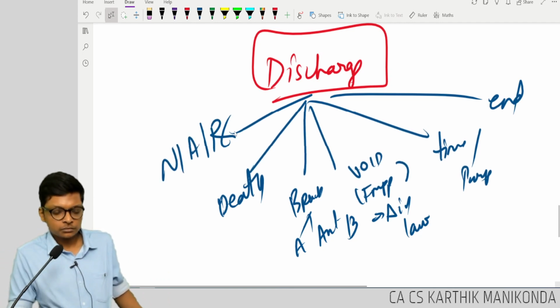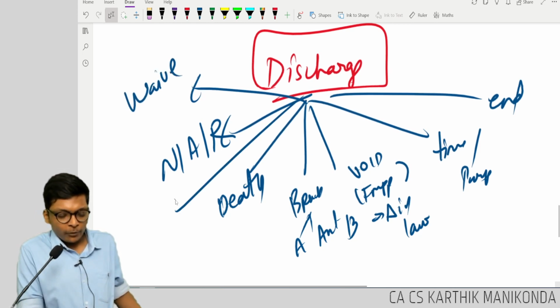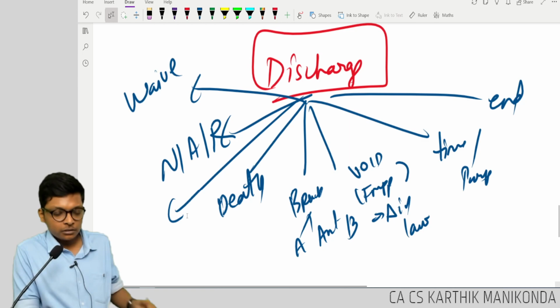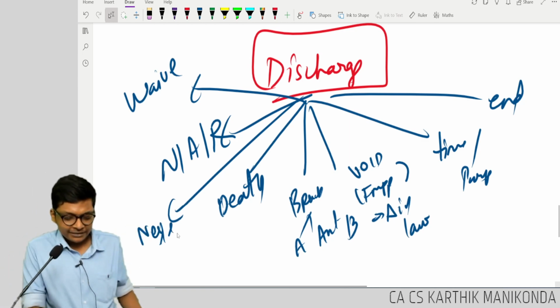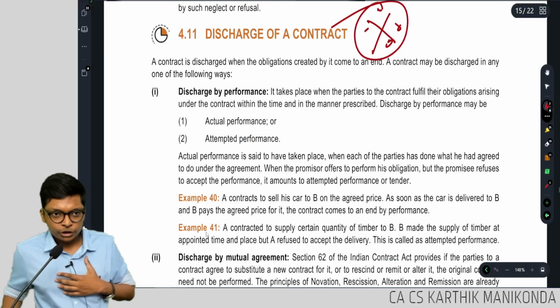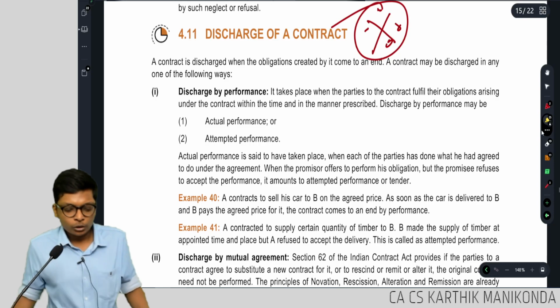Then waive, just now we saw waiver of performance, or one more point we saw, the fan example, neglect giving reasonable facilities. All the points, nothing is new except one last point, merger of rights. I'll explain that. Look at this.